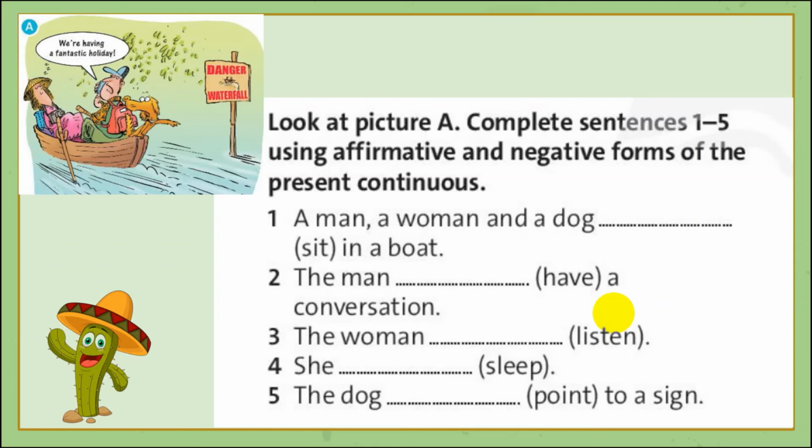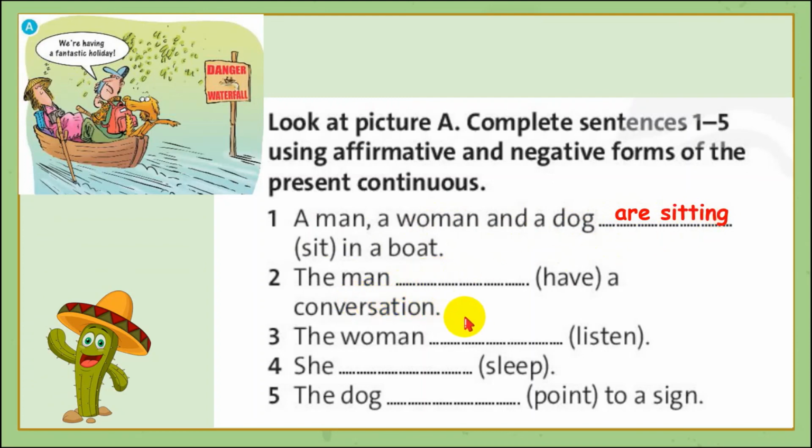Number 1. A man, a woman, and a dog blank in a boat. And the answer is are sitting. You use are because a man, a woman, and a dog, it's a plural noun. So you use are sitting.